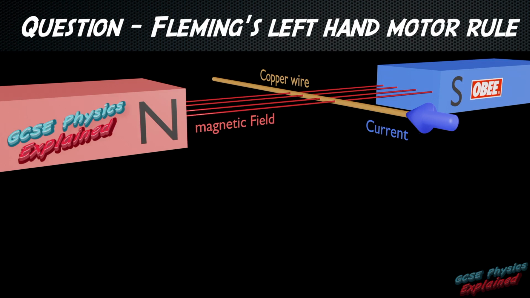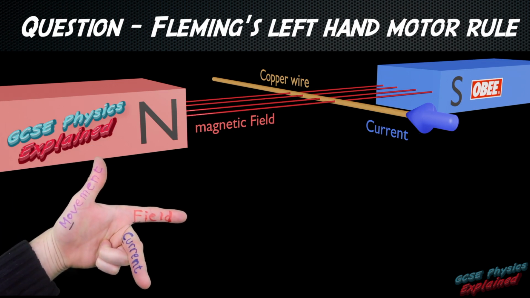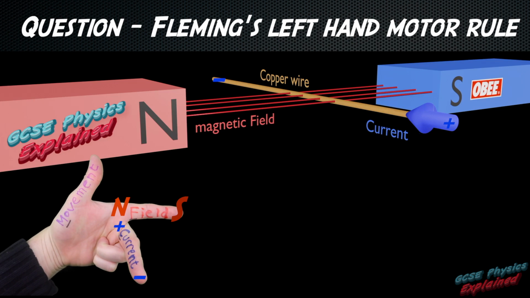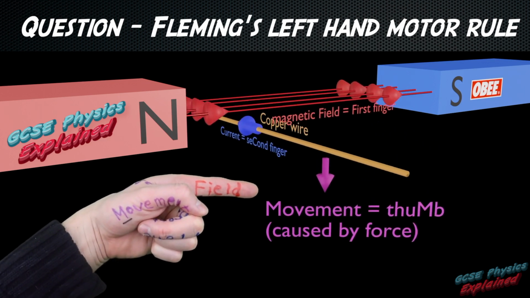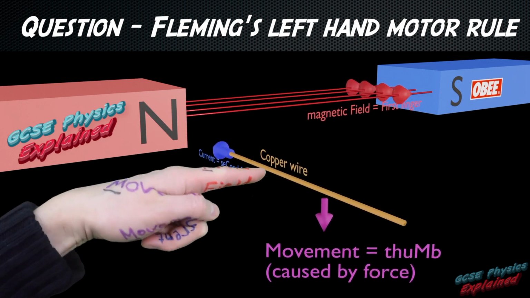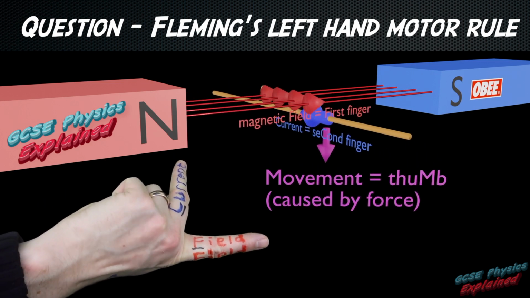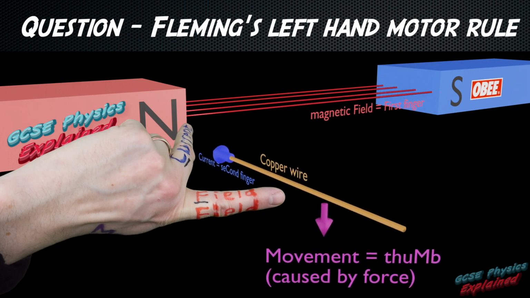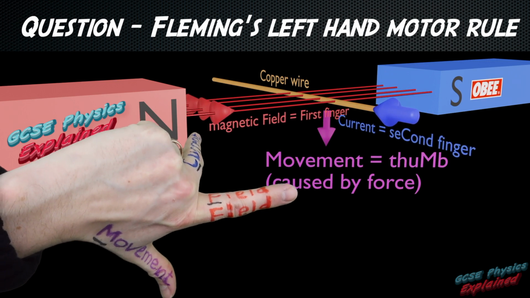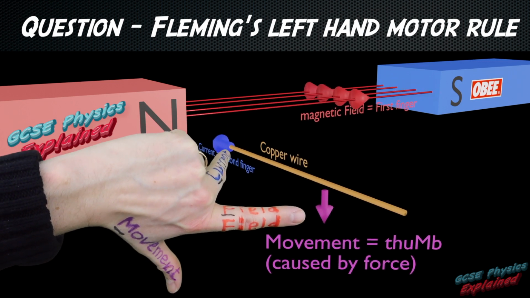Here's one for you to try. Pause the video and see if you can point the fingers of your left hand in the correct directions to work out which way the wire is going to move. Here's the answer. The magnetic field is going north to south from left to right, so point your first finger from left to right. The conventional current this time is going into the screen, away from you, so point your second finger away from you. This leaves your thumb pointing downwards, so that means the force is going to make the wire move downwards.